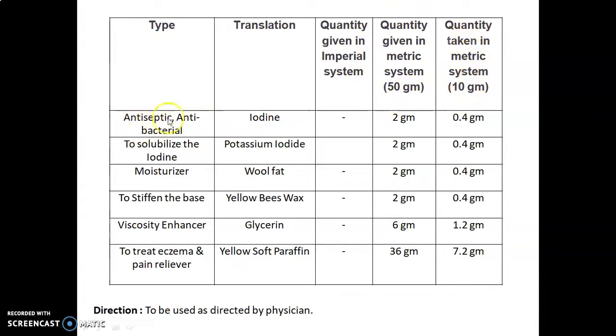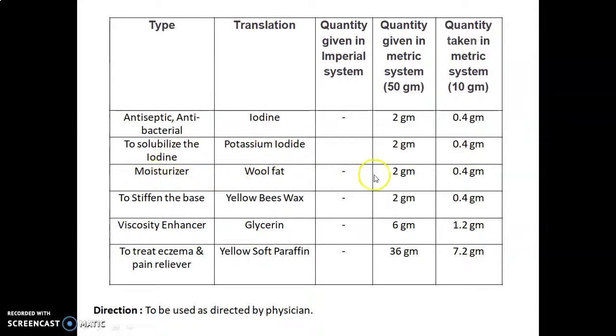So we have first iodine, which is used as an antiseptic and antibacterial. Quantity given is 2 gram. Taken quantity should be 0.4 gram. This taken quantity is calculated with the help of the factor. Potassium iodide is used to solubilize the iodine. Quantity given should be 2 gram. Taken should be 0.4 gram.